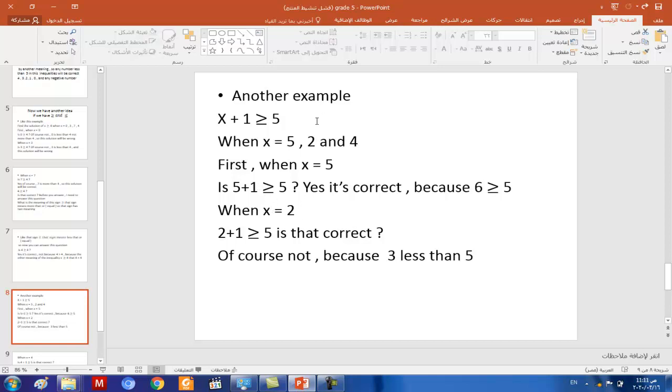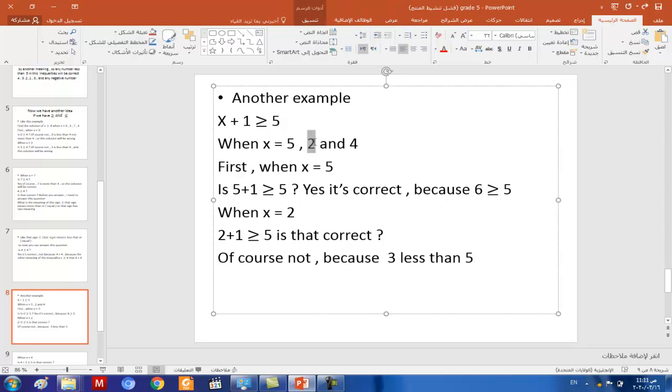The next one we have is when x equals 2. 2 plus 1 is more than or equal to 5. Is that correct? Of course not, because 2 plus 1 equals 3. Is 3 more than or equal to 5? Both conditions are wrong. Why? Because 3 is not more than 5, and also 3 is not equal to 5. So 3 will be wrong.